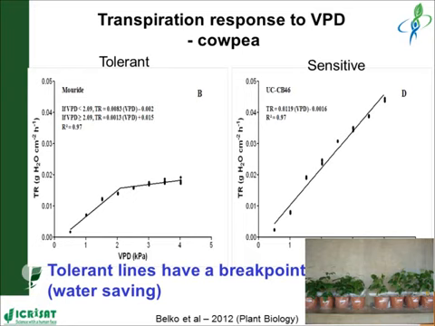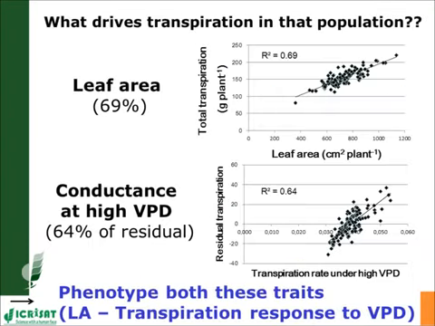A case of cowpea here, where we also have differences in that response to VPD in tolerant material, again tested under field conditions. So a breakpoint and water saving in the tolerant, no breakpoint in the sensitive. So there also we phenotype the good old way, by measuring leaf area and the transpiration response. Well, since we are interested in the water budget, we wanted to know, in the recombinant inbred line population of cowpeas, what drives transpiration. And as you can see, transpiration here on the y-axis is explained about 70% by the differences in leaf area.